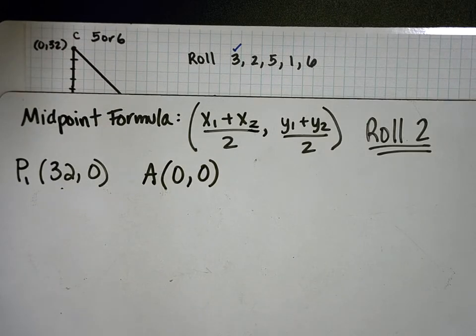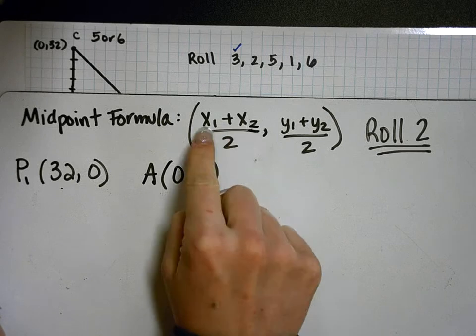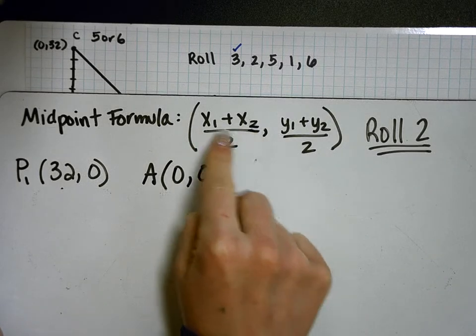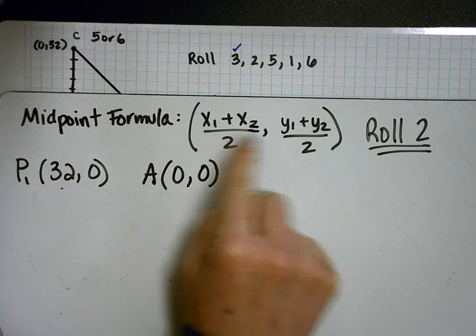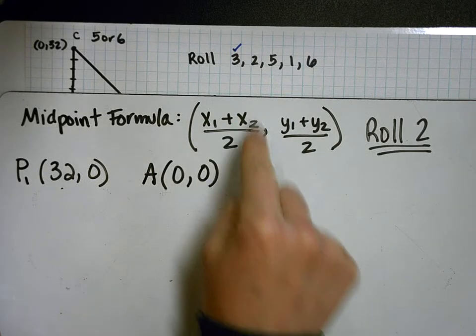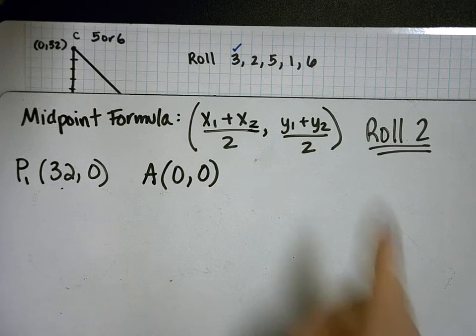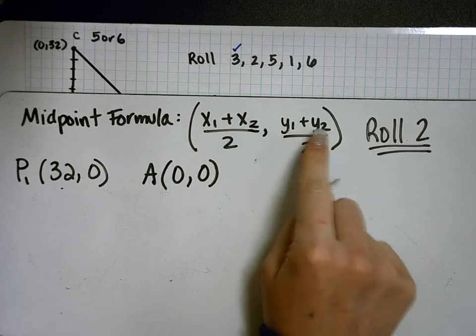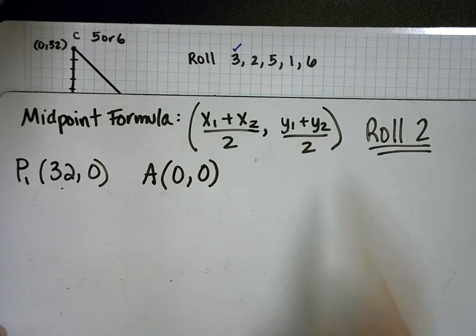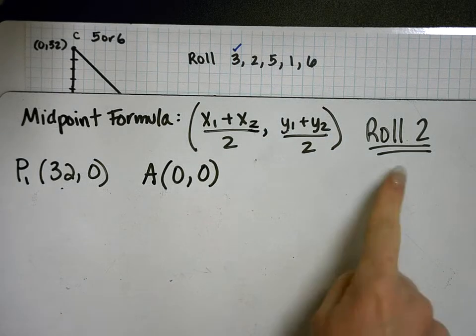What we have here is the midpoint formula. You'll be using this. The midpoint formula says basically if you add up the X portions of both the points, this is point 1, this is point 2, and divide it by 2, that will be the X portion of the midpoint. And then if you add up the 2 Y portions of each point and divide it by 2, that will be the Y portion of the midpoint. So this is for roll 2.